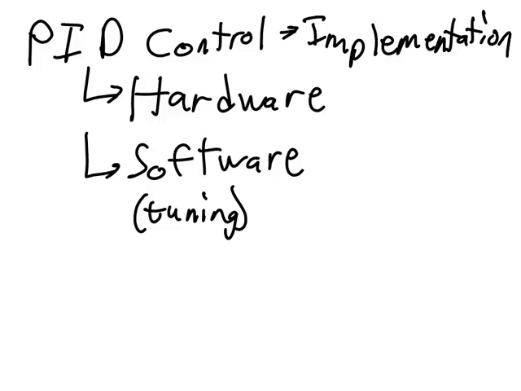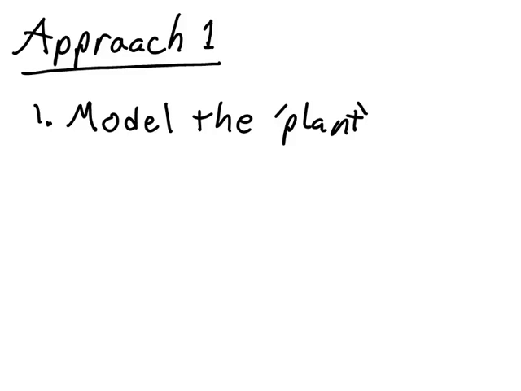In this video, we're going to take a look at how we find the gains for our PID control. This process is known as tuning. There are two main approaches to tuning. In approach number one, you start off by creating a model of the plant. The plant is the system that you are trying to control.